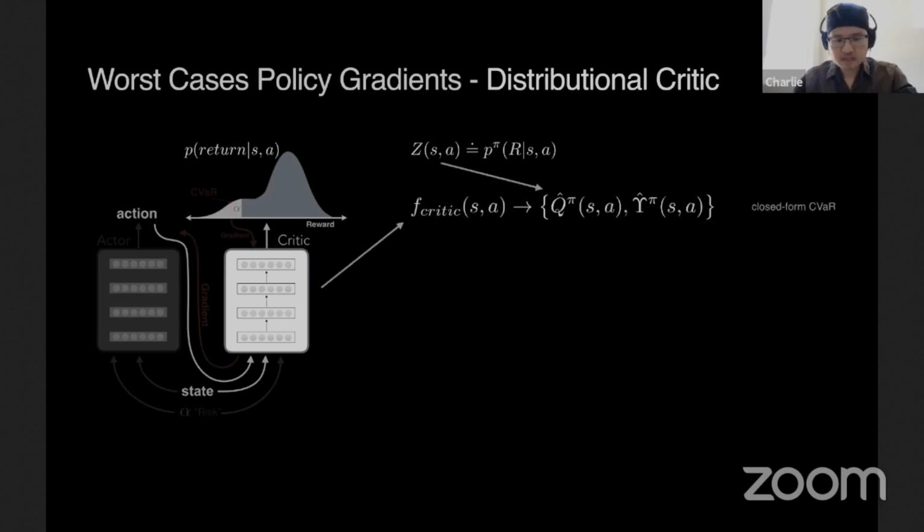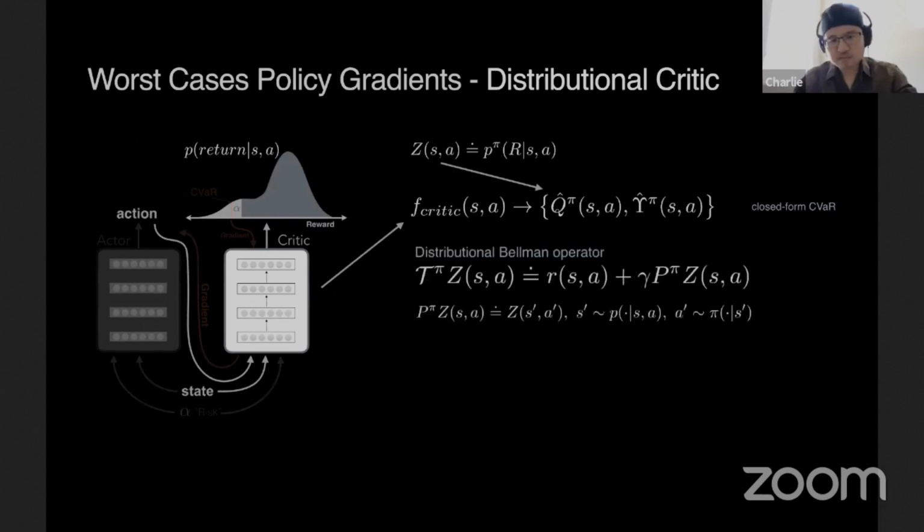And what we're going to do is make our critic model both the mean and the variance over the Z. So we're assuming this is a Gaussian distribution, and the reason is that this will lead to a really nice closed form computation for the CVaR. And because we have a distribution, we have an equivalent distributional Bellman operator, right? So instead of the normal Bellman equation, we'll have a distributional version of it.